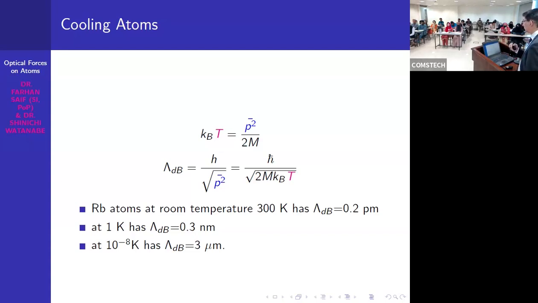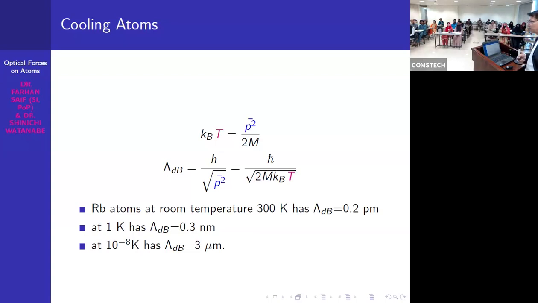So as the temperature lowers, the de Broglie wavelength of these atoms increases. Looking at particular atoms like rubidium atoms, at room temperature the de Broglie wavelength could be as small as 0.2 millimeter. This length scale is even smaller than the size of the atom. If we reduce the temperature of these atoms to 1 Kelvin, the de Broglie wavelength is around 0.3 nanometer. This is comparable to the size of the atom, because the rubidium atom is a big atom.